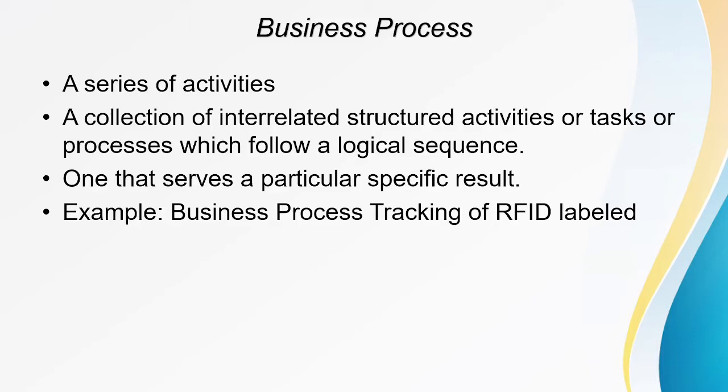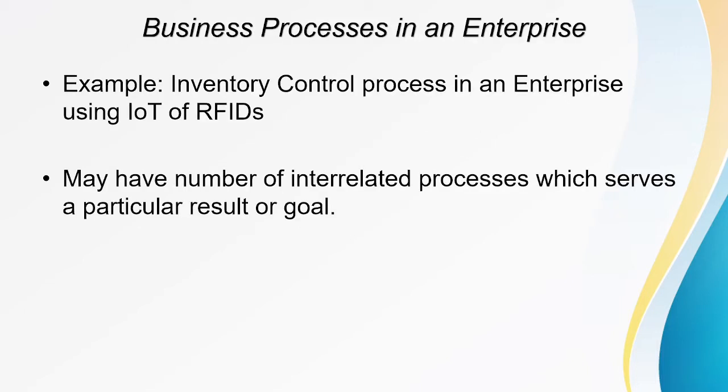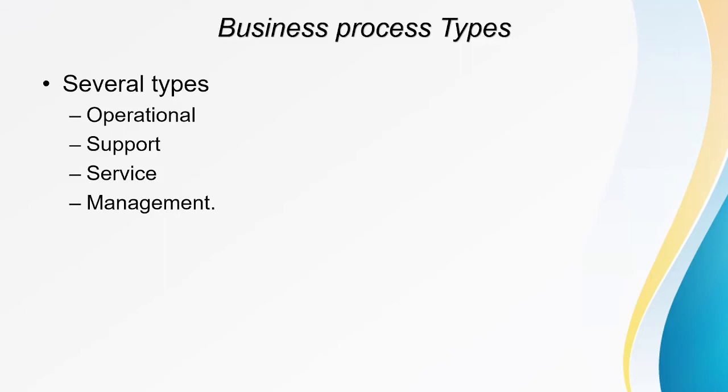Some of the examples are business process tracking of the RFID labels. Next is business process in an enterprise. A simple example that can be given is the inventory control process in the enterprise using IoT and RFID. Here we have different process types: operational, support, service, and management.